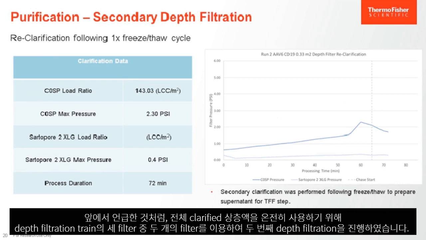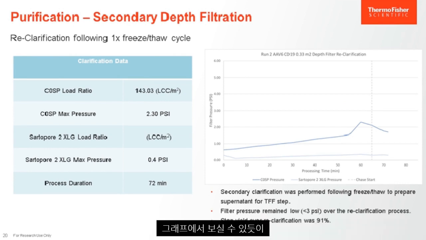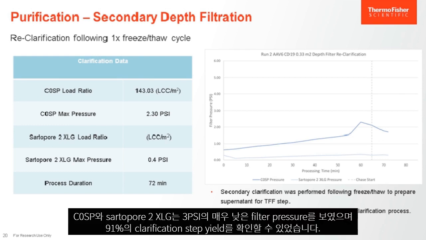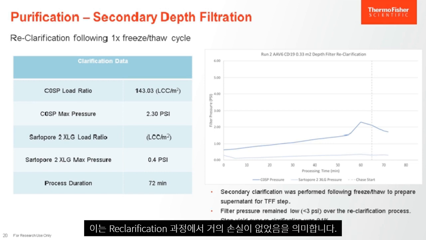And then as mentioned, because we had to freeze-thaw this material, we performed a secondary depth filtration with 2 of the 3 filters from our depth filtration train. Here again, you can see on the plot very low filter pressures for the C0SP and the Sartapor 2 XLG filters, and we had an excellent step yield on reclarification at 91%. So really losing very little in this reclarification process.